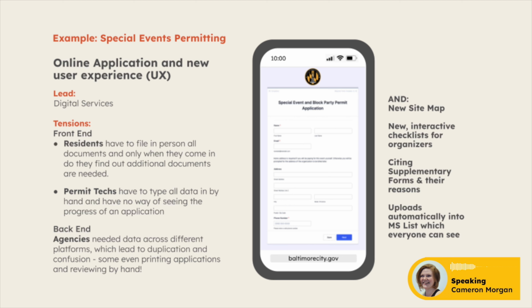They also created a new sitemap. So again, we brought up user experience earlier here, so some user experience work going on with that. They created some more tool supports for event organizers, which looked like an interactive checklist, but also citing those supplementary forms ahead of time and their reasons.